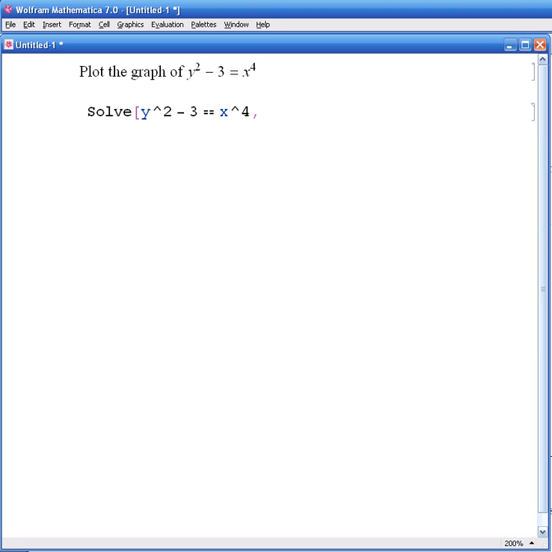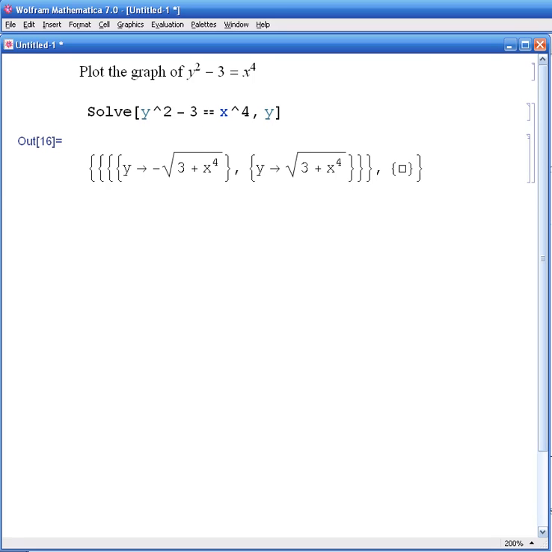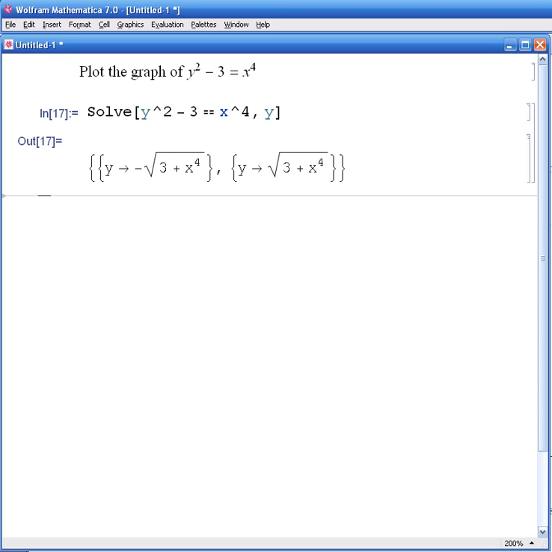And I want to solve for y. I want y equals, so I have to say comma y. Then close the square brackets, shift enter. Oh, sorry, I didn't do shift enter. So shift enter. And there I get my two answers out. I've got this extra square because of the mistake I made earlier on, so let me just delete that. Shift enter, there we go. There are two solutions, so we have to plot two things.